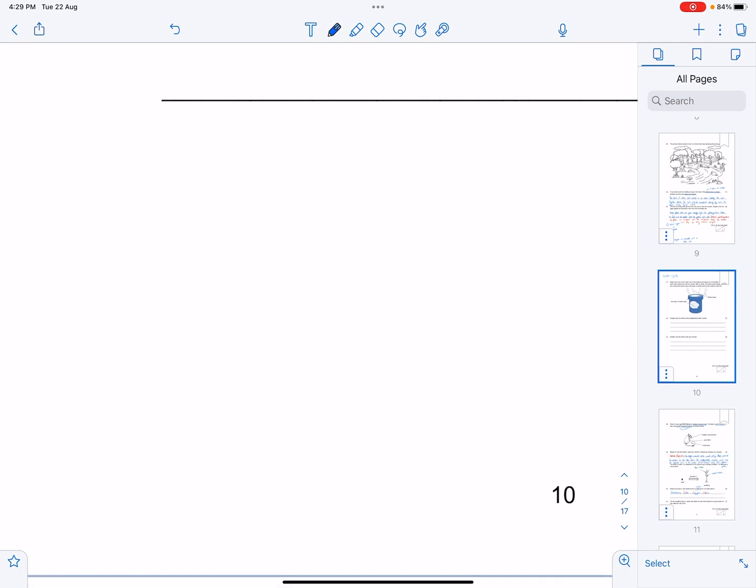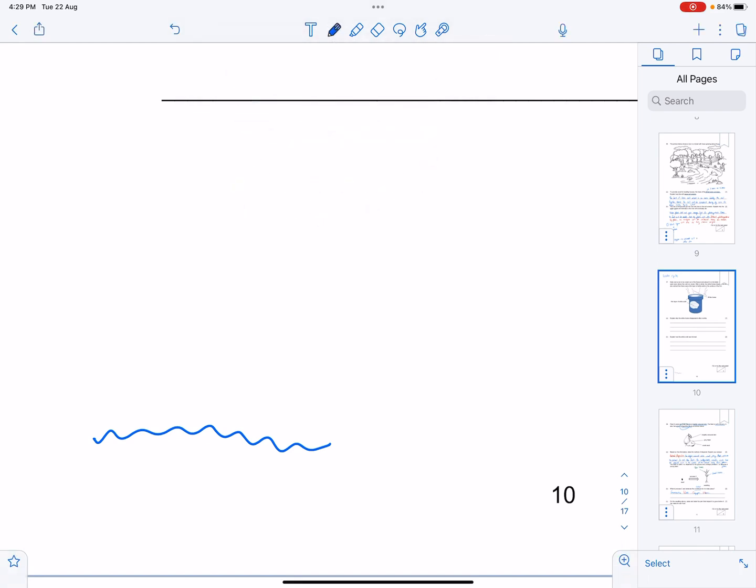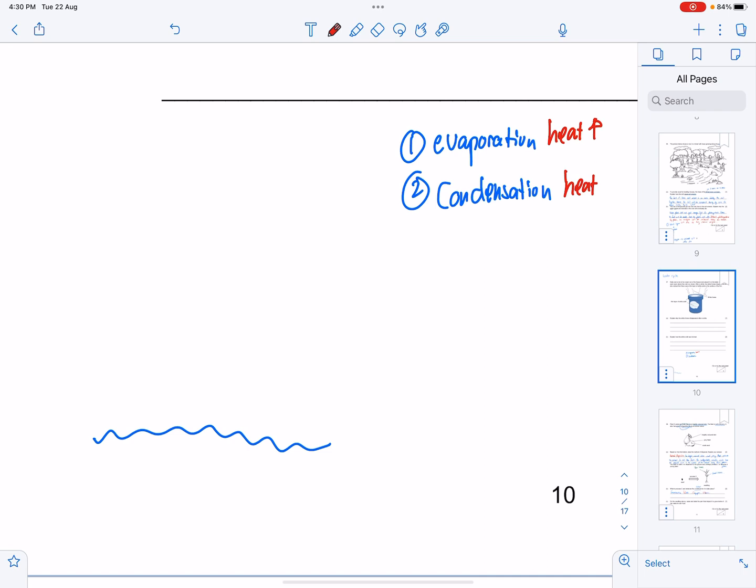So in a typical water cycle, you have a body of water. What will happen is that we have two processes driving the water cycle. The first one would be evaporation. The second one would be condensation. Now, evaporation involves heat gain, and condensation involves heat loss. So we'll look at how this plays out in a typical water cycle.